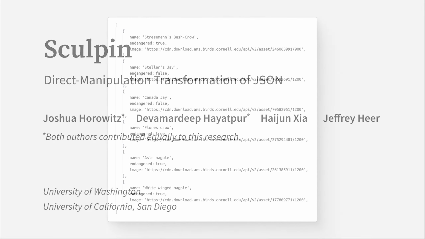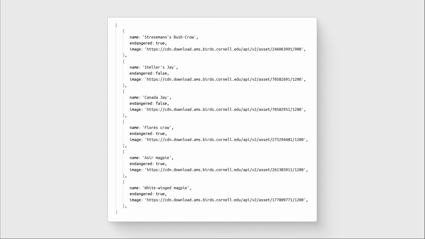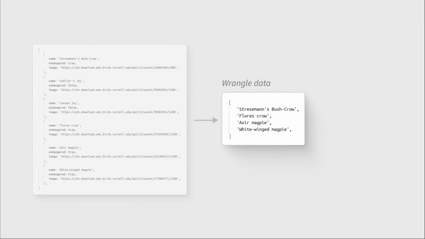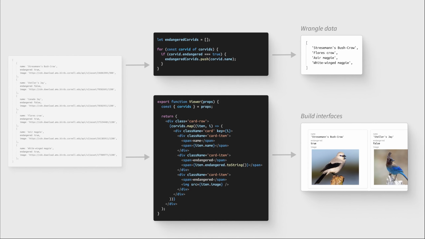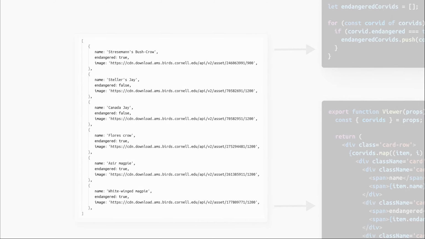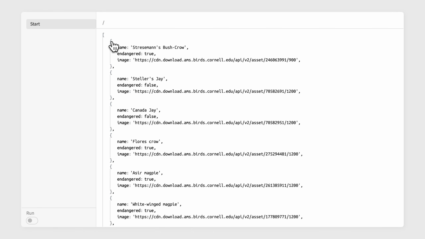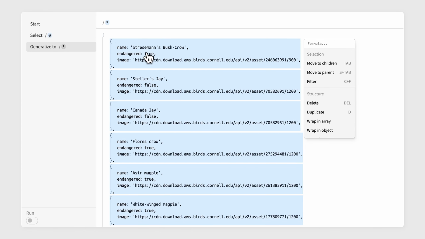JSON is a pervasive format. Many end-user programming tasks require working with JSON, wrangling it from one format to another, or building interactive applications atop it. But end users are impeded by the indirectness and steep learning curve of textual code. We present Sculpin, an environment that lets users program JSON through direct manipulation interactions.